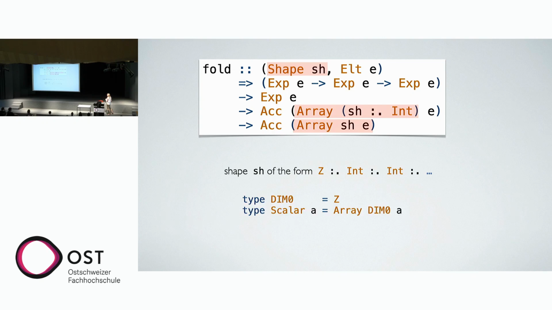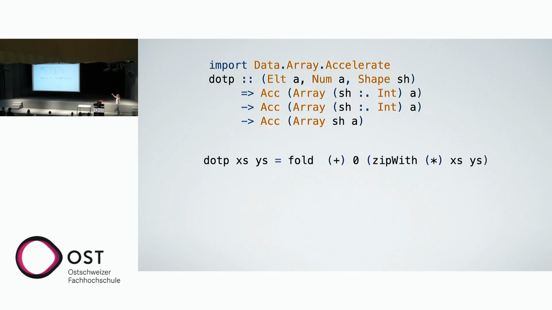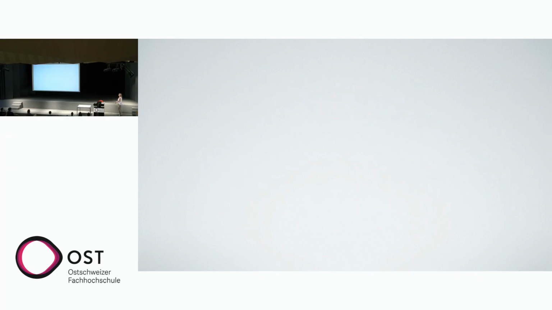So shapes have this snoc list form, and then the dimension 0 is basically here just Z. Scalar A is just a type synonym for an array of dimension 0, dimension 1 is a vector, and so on. But that means that my dot product actually has a more general type than I gave you initially. I said it reduces two vectors to a scalar. What it actually does is take two arrays of dimension n plus 1, pointwise multiply them, and reduce the innermost dimension. So in some sense, this is dot product, map of dot product, map of map of dot product, and you get the parallelism in all dimensions.